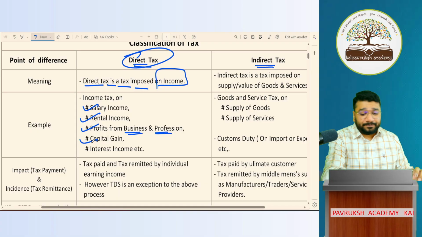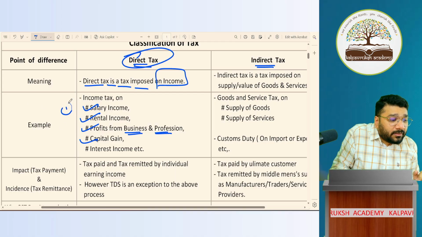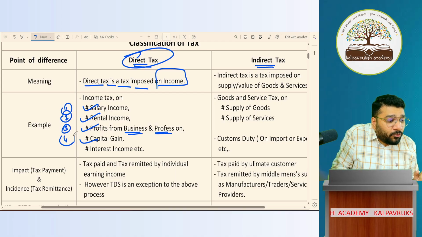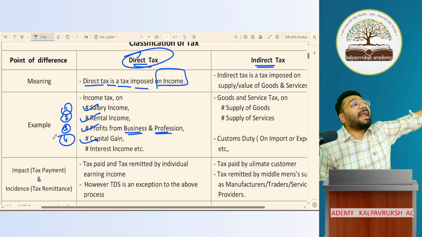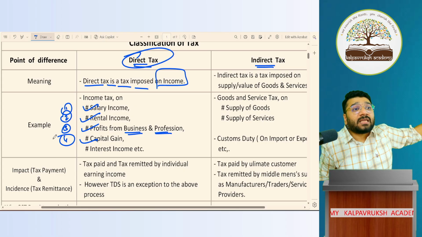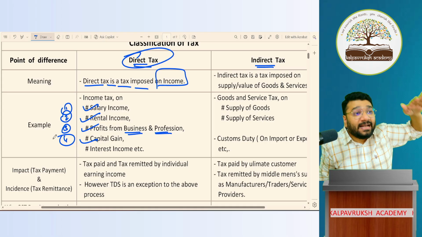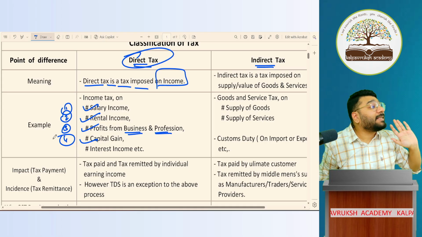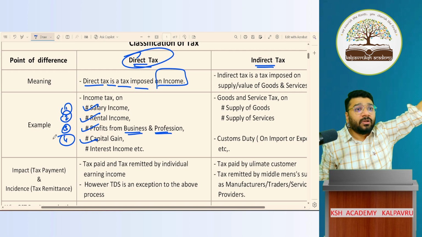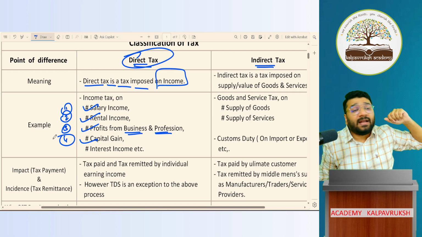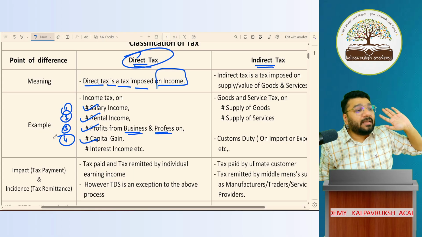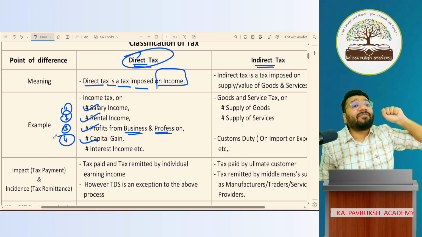Now listen very carefully. This is 1, this is 2, this is 3, this is 4. I have not put this randomly. These are 4 different heads of income under income tax. So in the Income Tax Act, they have classified that for any person earning income, we can categorize their income under 5 categories.